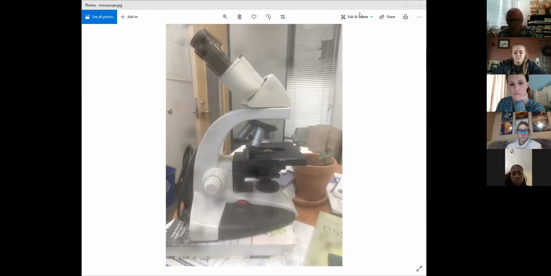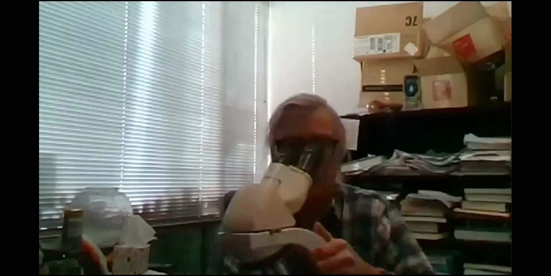Let me stop screen sharing for a second. Maybe I can, I hope this is going to work. Wait a minute here. Maybe it's too dark. Can I get some more light around it? Here's the microscope. It's too dark. All right.